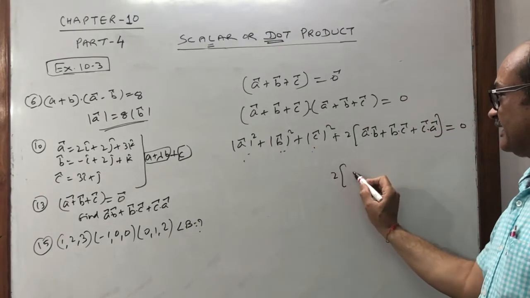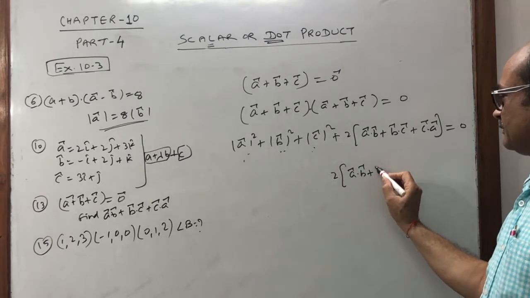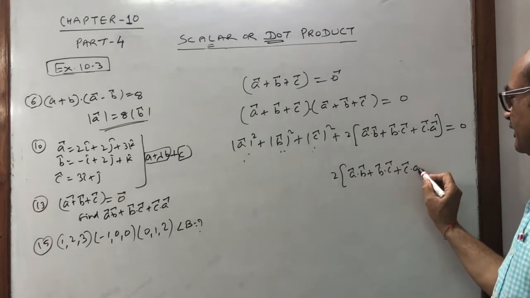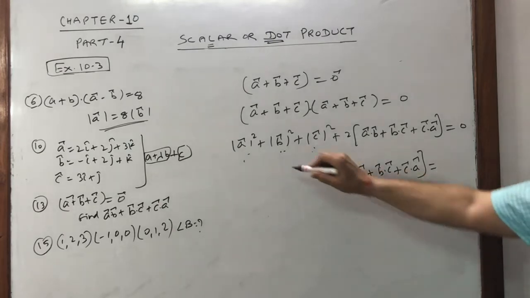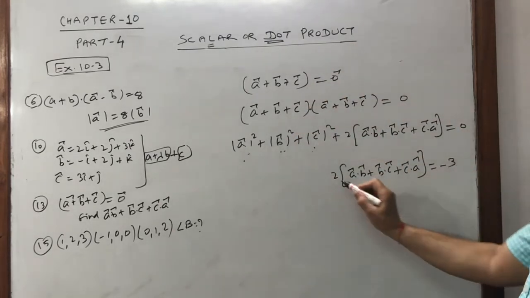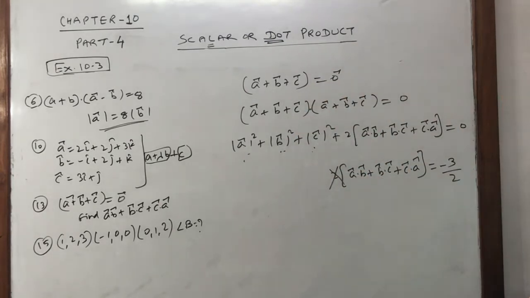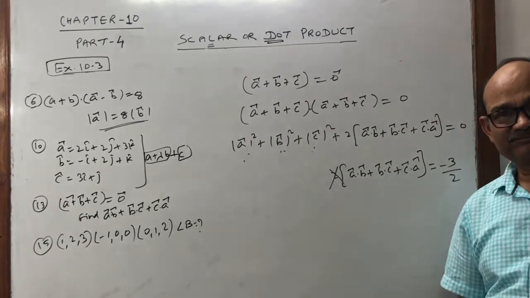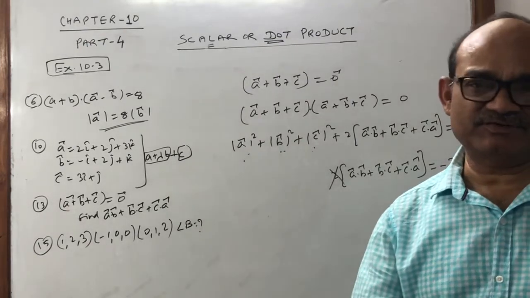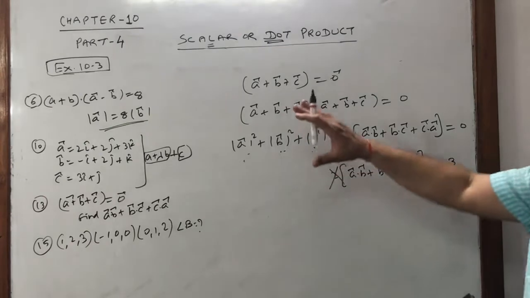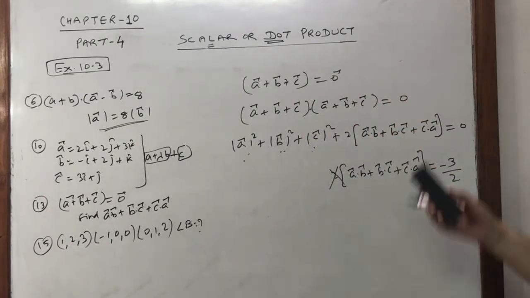If we write like this, A dot B, B dot C, C dot A, and it is given to you 3 to this side, minus 3, and if you change this 2 to this side, the answer is minus 3 by 2. Simple. Only the calculation work. You have to start with the proper style. Yes.